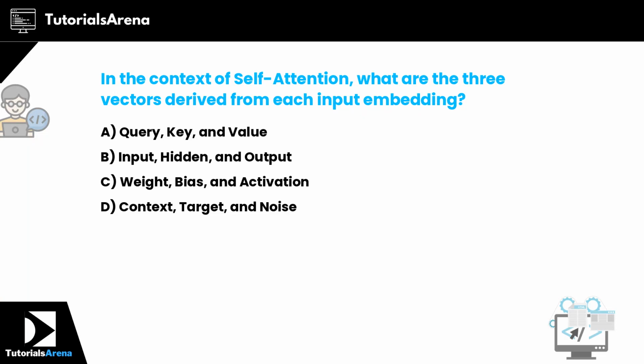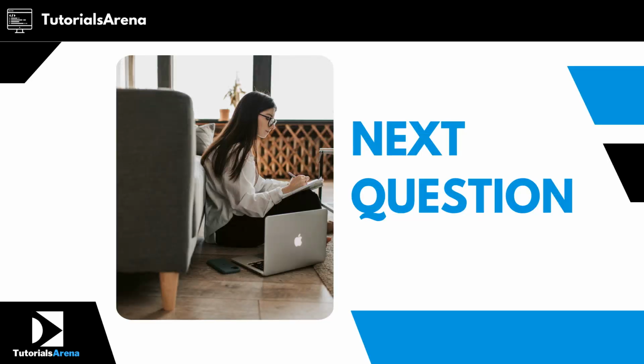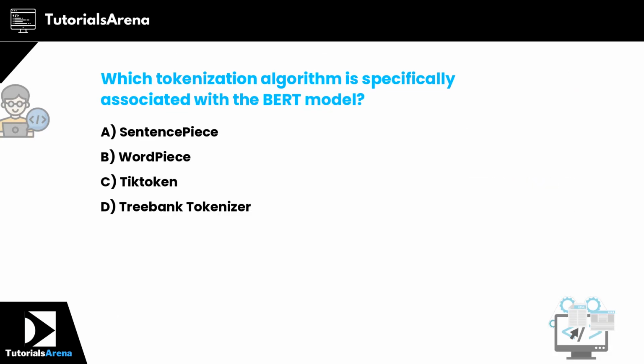In the context of self-attention, what are the three vectors derived from each input embedding? The correct answer is option A, query, key, and value. Which tokenization algorithm is specifically associated with the BERT model? The correct answer is option B, WordPiece.